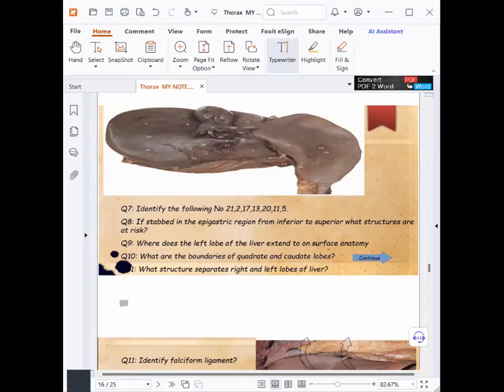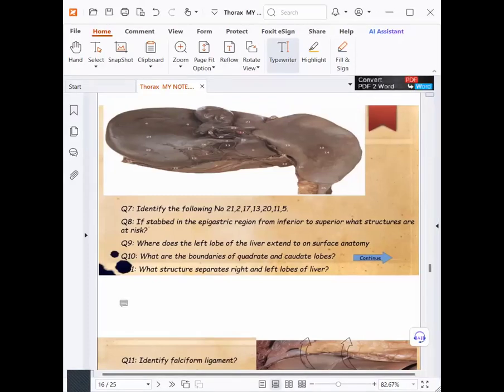Diaphragm as well. Yes, where does the left lobe of the liver extend to on surface anatomy? It extends up to the fifth left intercostal space in the mid-clavicular line.